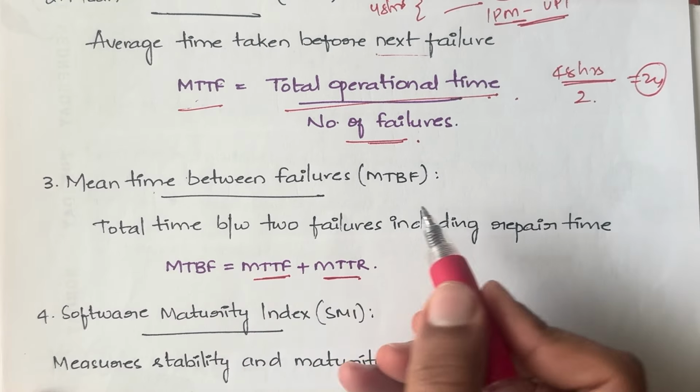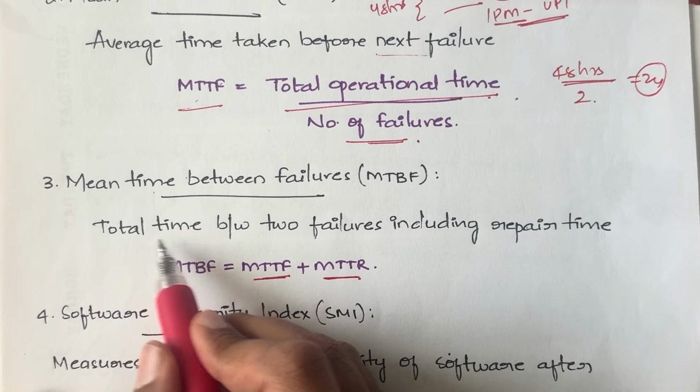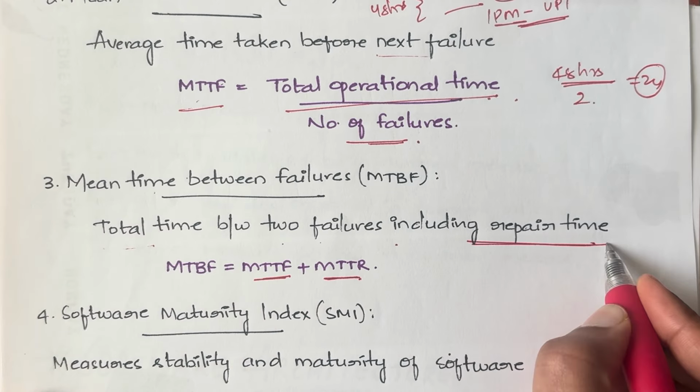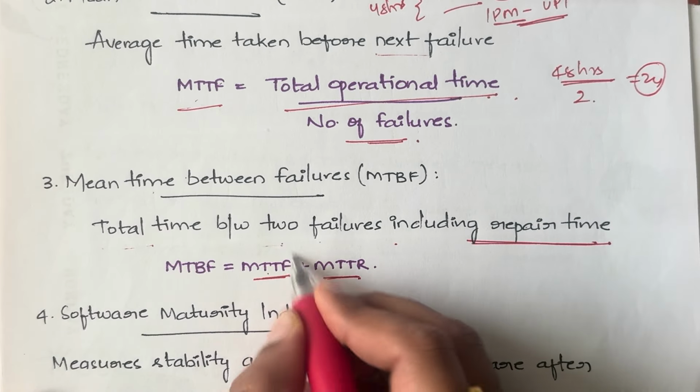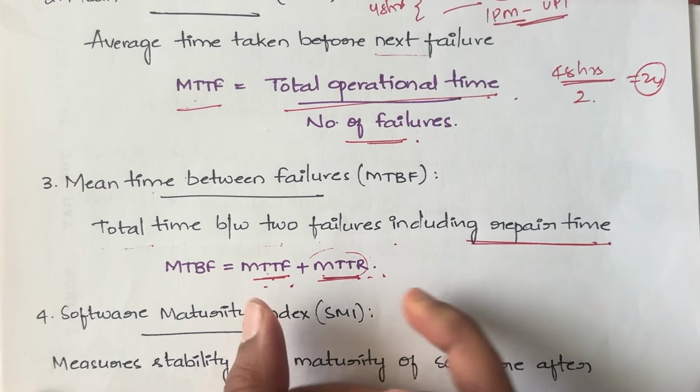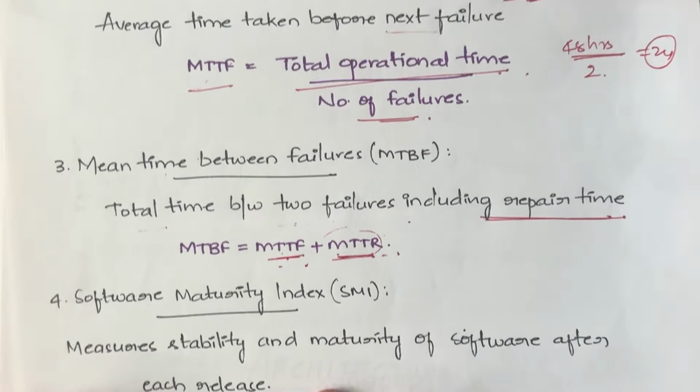So between two failures, how much total time is there? The total time between two failures includes the repair time. So you add the mean time to repair (MTTR) and the mean time to failure (MTTF), and you will get the mean time between failures.